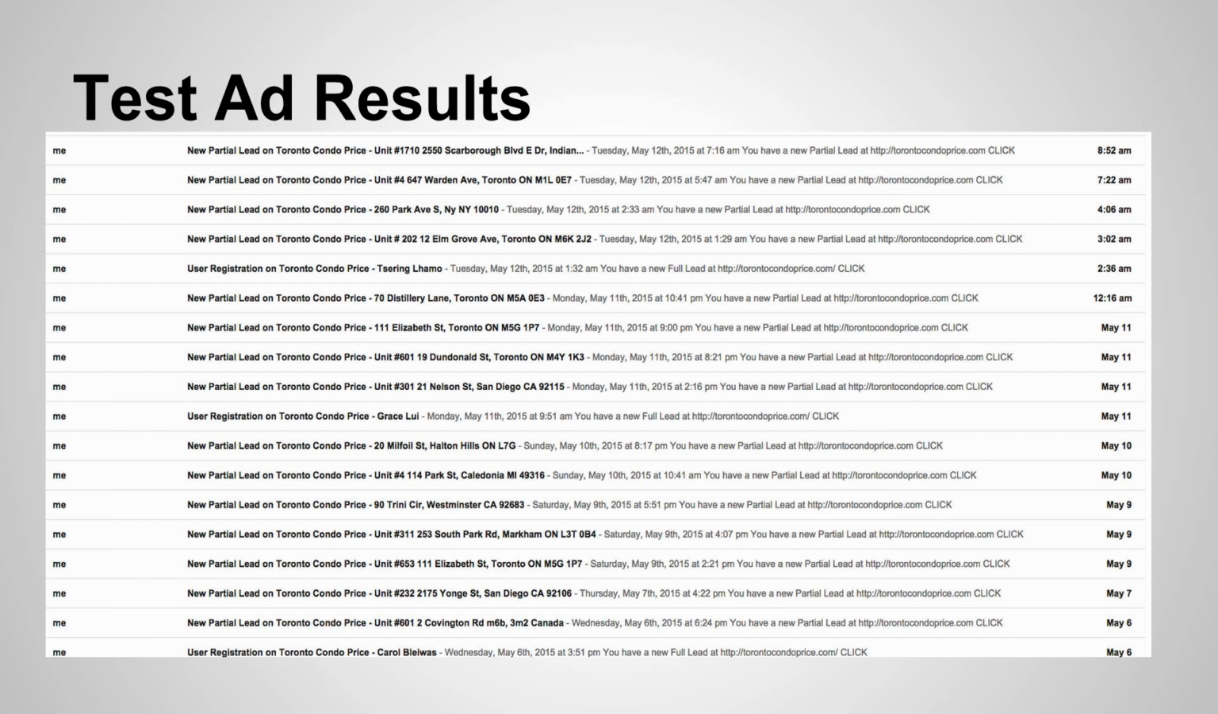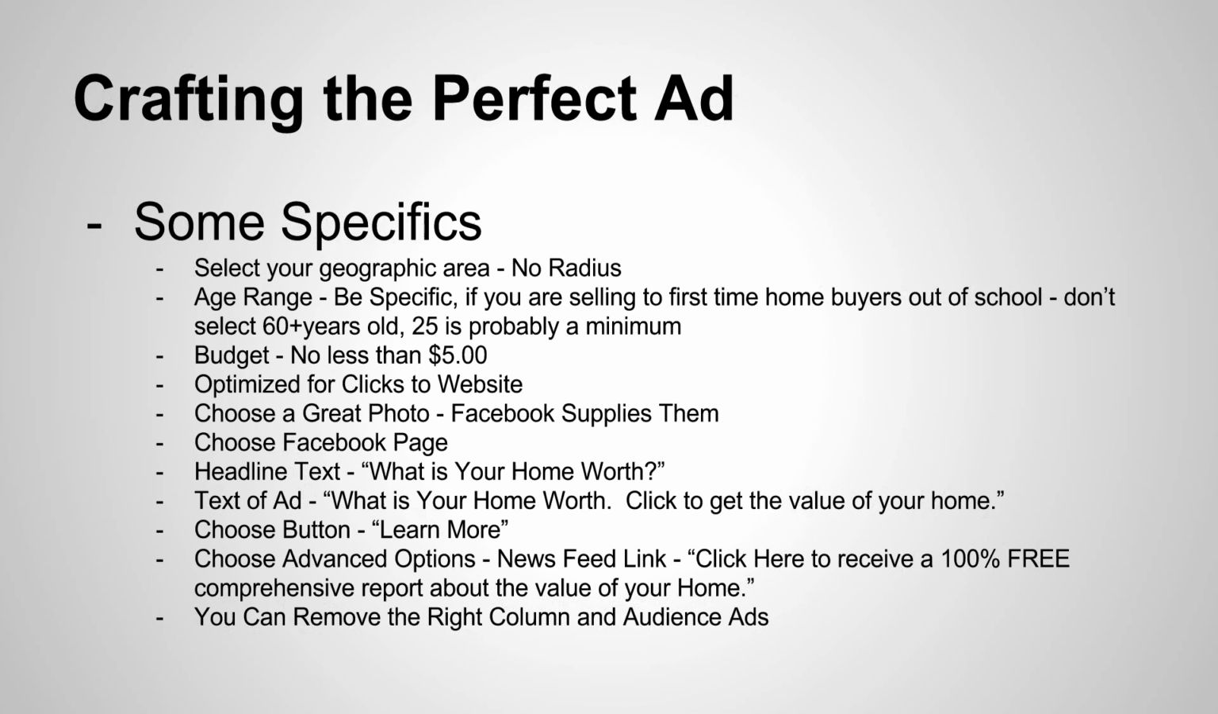And then, what is your condo worth? You'll see how it appears just below the ad. And then right below, in the advanced options, you're going to say click here to receive a 100% free comprehensive report about the value of your condo. Now we put the URL torontocondoprice.com, and if you go to torontocondoprice.com, you'll see that's just literally a landing page.